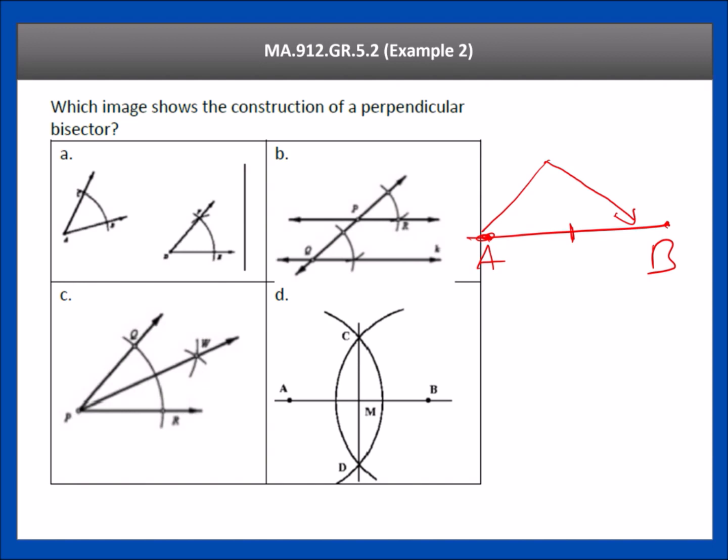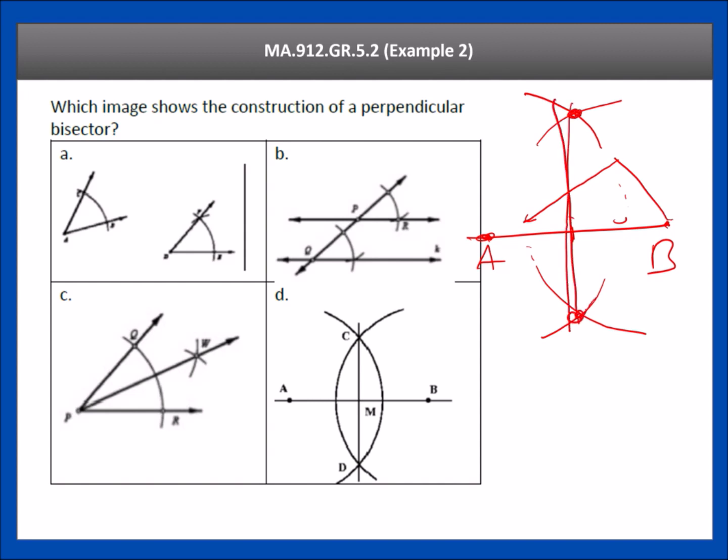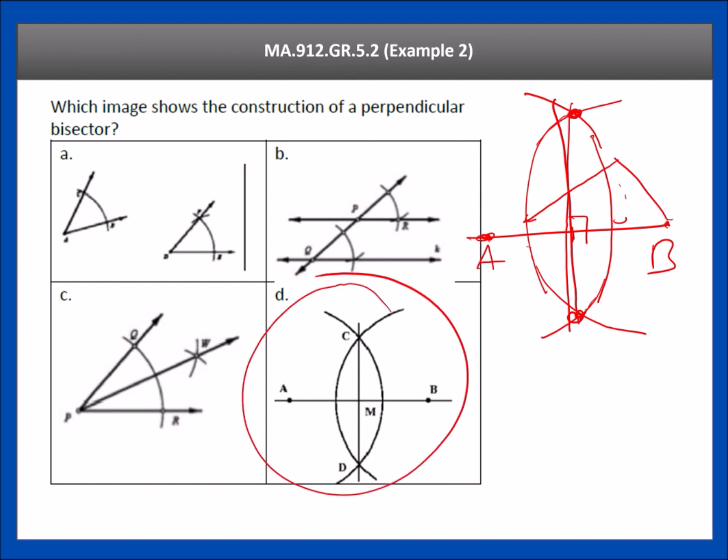And then once you measure that amount, you're going to use that to draw an arc above and below the line segment. And then you're going to repeat that measurement for B, right? So you're going to do this, and you're going to use that to draw an arc below and above. And then these arcs will cross, and then you can connect them to get your perpendicular bisector, okay? So when you do that, you end up making something that looks like that, which looks like D, okay? So you end up making these arcs that you end up connecting. So the answer is D.